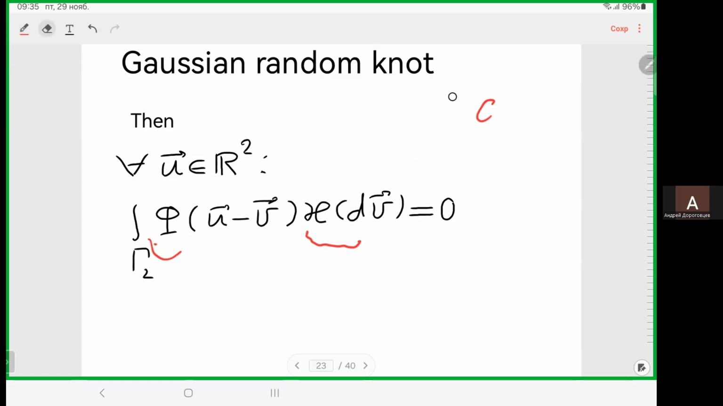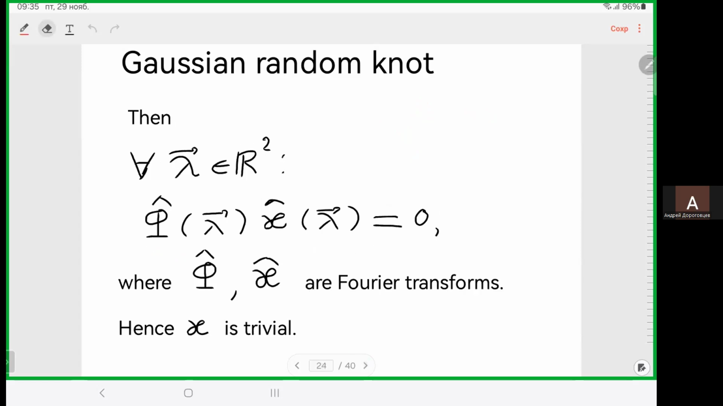But it turns out that this is enough to conclude that kappa is equal to 0. Why? The standard way. We know that the Fourier transform turns convolution into the usual product. Let's take the Fourier transform of this convolution. It must be identically equal to 0. But you remember, phi is like a Gaussian distribution, and its Fourier transform is not equal to 0 anywhere. So kappa hat is equal to 0, and it means that kappa is 0. That's all. So we proved our lemma.